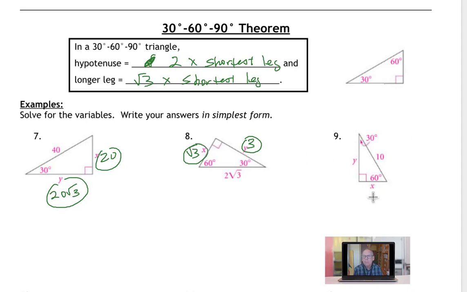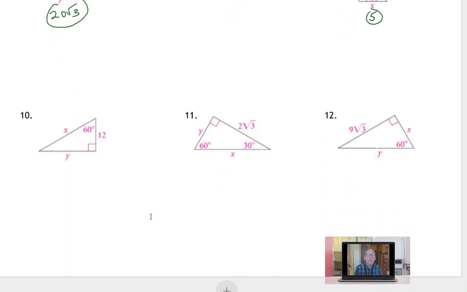Looking at 9, the short side is x. Double the short side came out to be 10, so x must be a 5. And 5 square root of 3 must be the side opposite the 60. So look at number 10. We've got a 12 for the side opposite the 30, which is the short side. So twice that, or 24, is going to be the hypotenuse. And 12 times the square root of 3 is going to be the side opposite the 60.